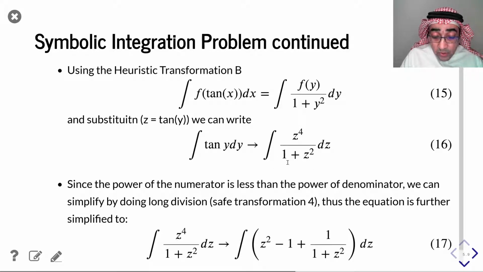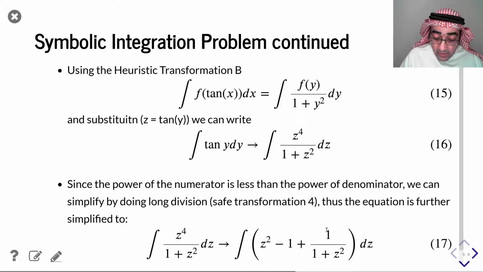Now, we don't have any safe transforms to apply over here. Well, sorry, we do. So we have over z to the power of 4. This is the polynomial of order of 4, and we have another polynomial over here of power of 2. So we have px over gx. So the power over here is greater than the power here. I can actually do a long division. So if I do a long division for this, I can actually transform this into something like this. Okay, so it'll become z squared minus 1 plus 1 over 1 plus z squared dz.